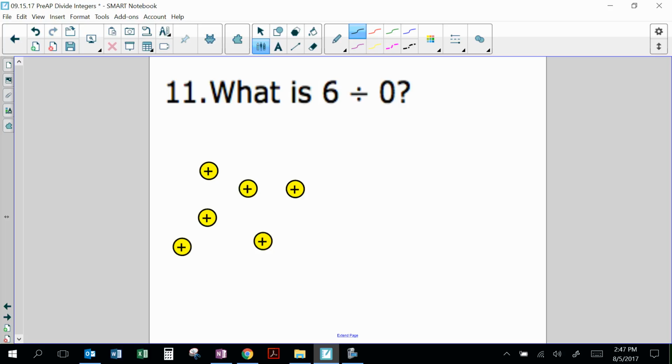And our last thing we're going to talk about is something called 6 divided by 0. Is that possible? Can you divide these 6 into 0 groups? No, I don't think it's possible. Well, let's show you why.